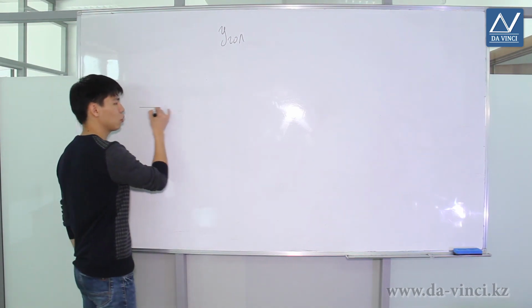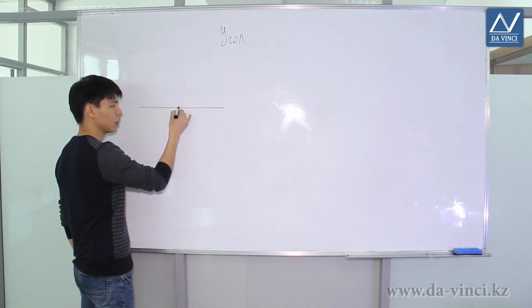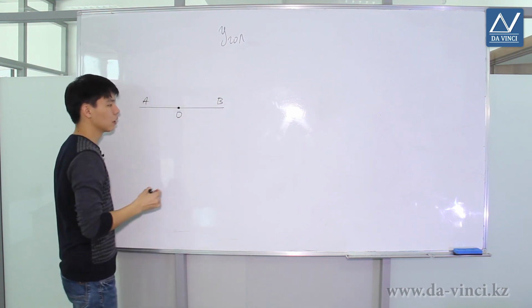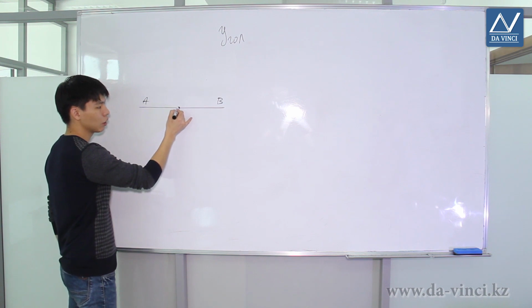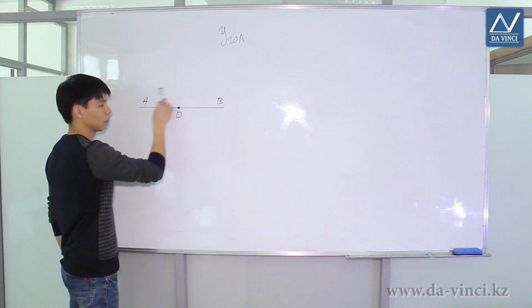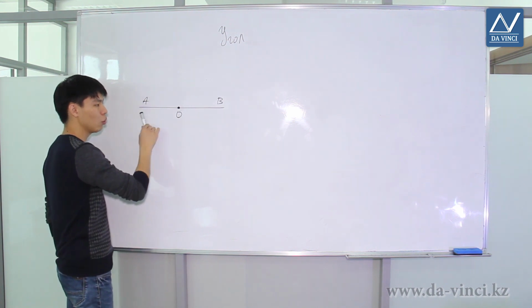Consider another type of angle. Assume we have a line and a point marked on it, say point O. This is the ray OA, this is the ray OB. As per the definition, we have two rays emanating from one point. However, in this particular case, all the points lie on the same line.